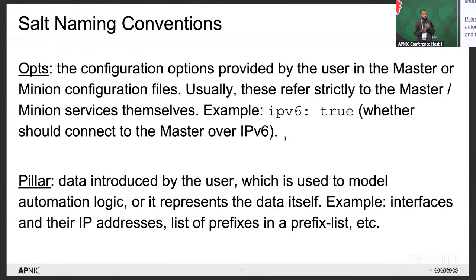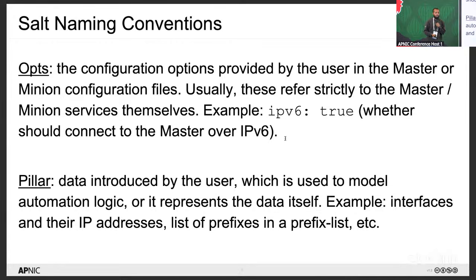The other terminology, pillar, a very important one. So pillar is the configuration data, like whatever information or configuration you want to set. For example, the IP address or the interface or the host name and things like that. So these are data given by the user, what you want to set.